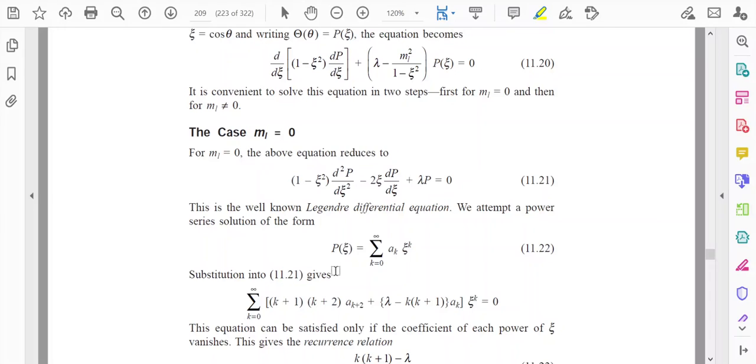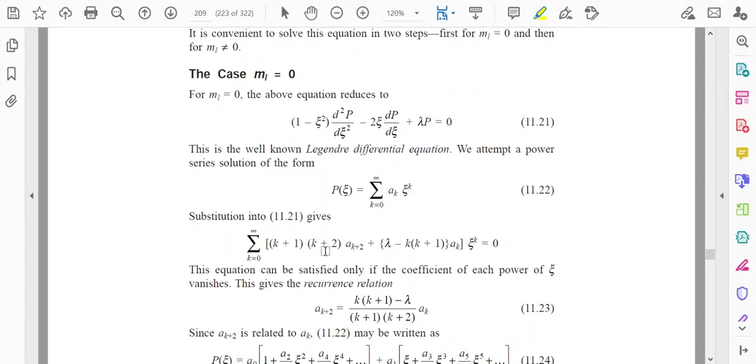We have to assume that P of zeta is equal to summation a k zeta to the power k, where k is equal to 0 to infinity. So k takes the values 0, 1, 2, 3 in this way up to infinity. And if we substitute the value of P of zeta in this equation, that is if we step by step evaluate dP by d zeta, then d square P by d zeta square, and substitute those values in equation 11.21, then we can show that this equation can be established.